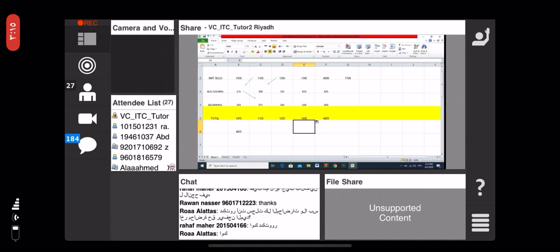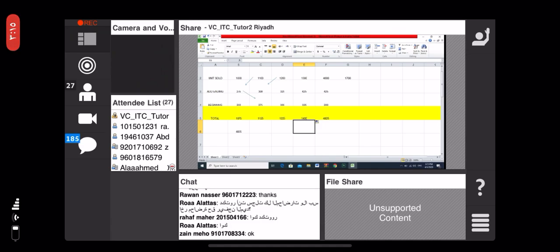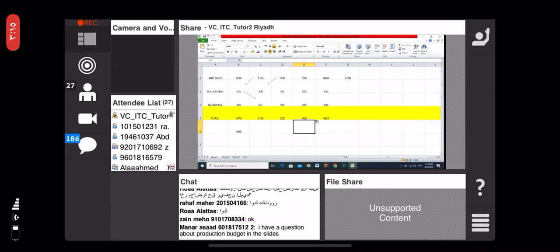So for the quiz, you will have plus attendance. You will have 80 marks, and for the final 20 marks. Do you have any questions? One student asked about the budget. Is it clear to him or not?